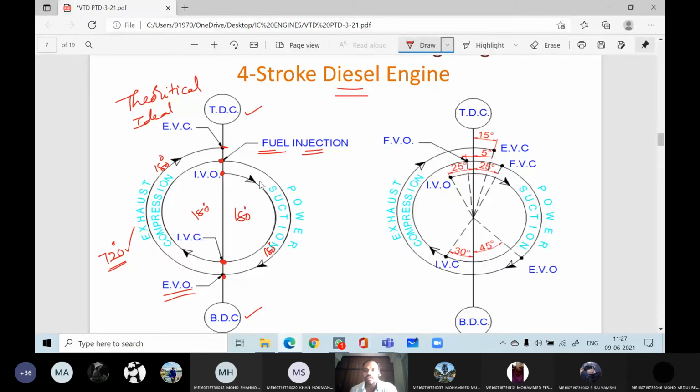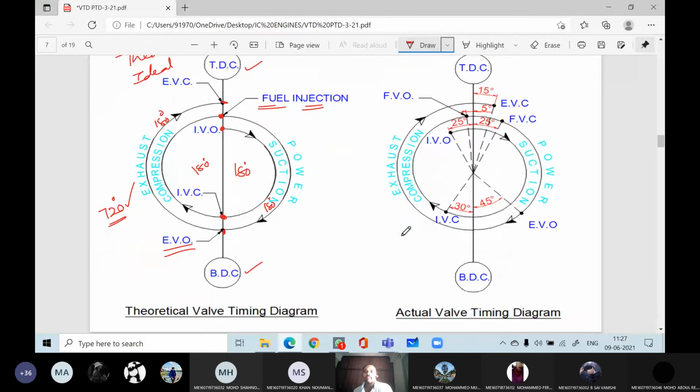No, sir. Now coming to the actual case, the right side diagram. Now observe these two figures. Earlier, the inlet valve is open.